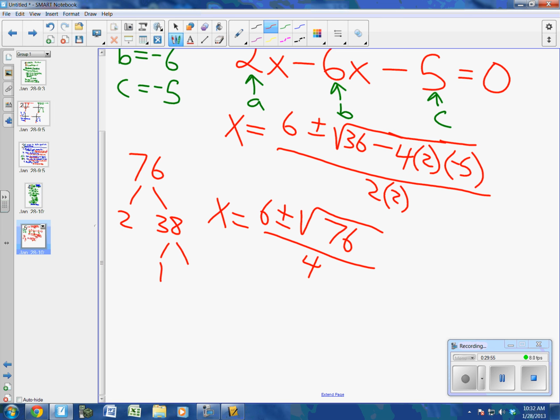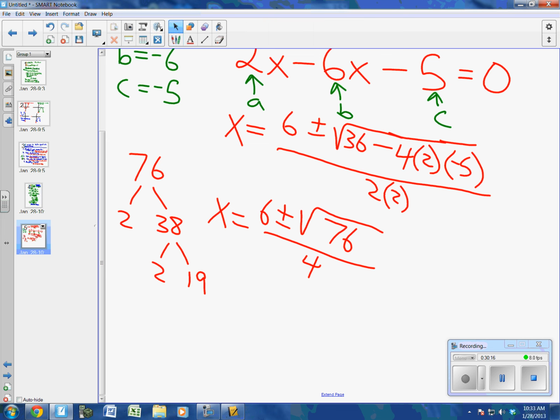19 times, right? So we have 2 times 19. Now, we know that 2 is a prime number, and 19 is also a prime number. So guess what? We've broken it down into its prime factors. Now, do you guys know how to simplify square roots from the first of the year?